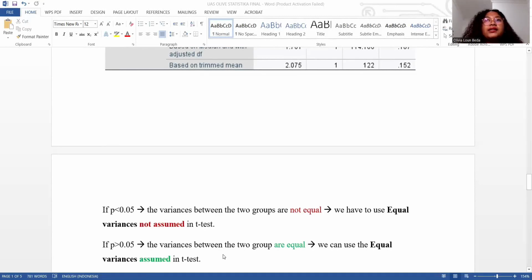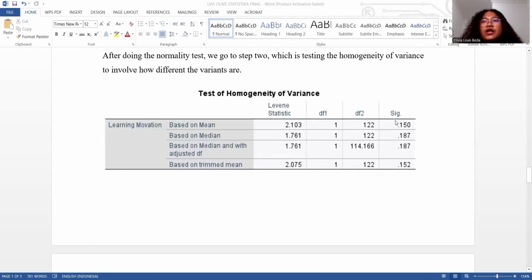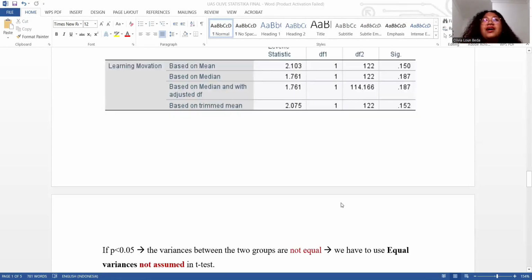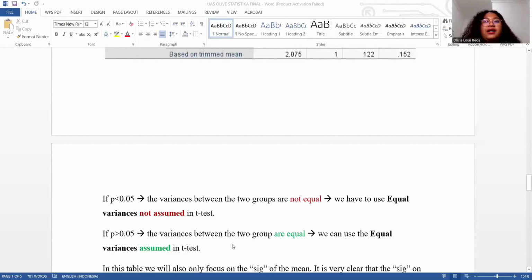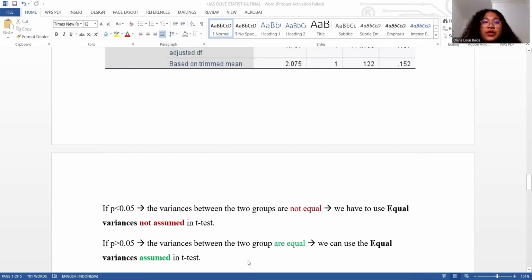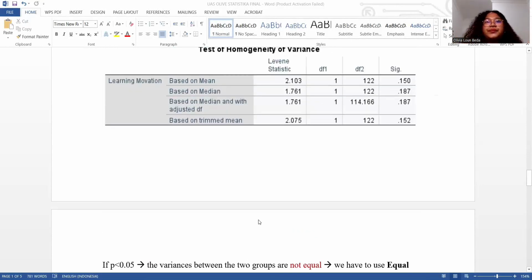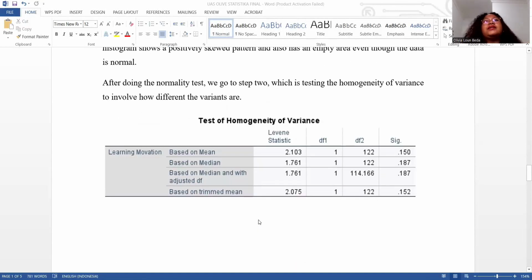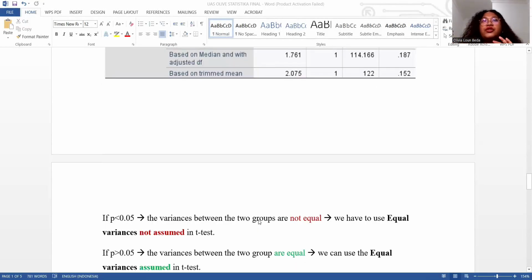Let's see our p-value here. It's 0.150. That means our p-value is above 0.05, so we can use the equal variance assumed, because the variance between the two groups is equal, right? If you have already done the two rules to use the t-test, you can test your hypothesis.